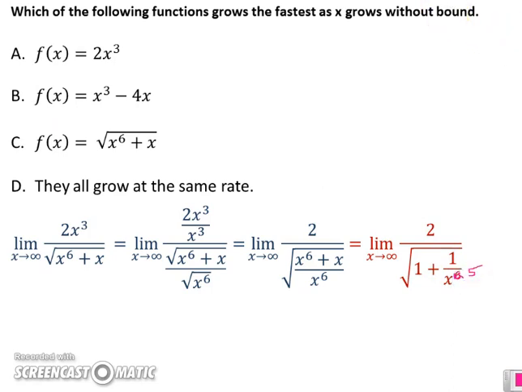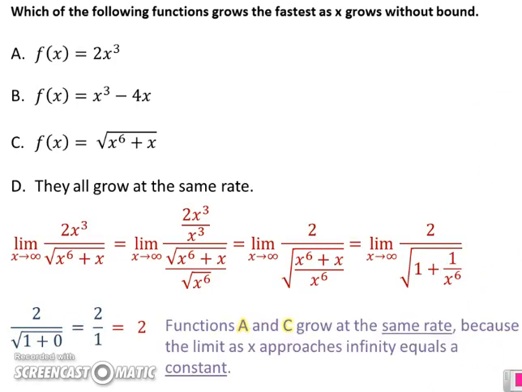All right, so now, same thing, we're going to use that limit property where if you take the limit as, it should be a 5, ignore that. Either way, it comes out to be a 0. And you end up with 2 over 1 again equals 2. A and C grow at the same rate because we approach a constant.